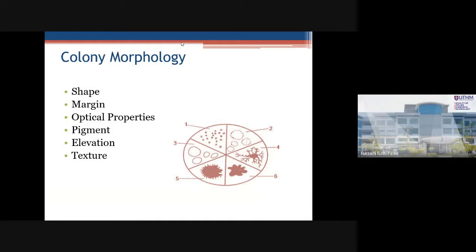Colony morphology. Again, the terminology morphology comes out again. Morphology means something that we can see, something that we can look at on the outer layer of that cell or the bacteria. So for example, the shape, the margin, the optical properties, the pigment, the color, elevation, and also the texture.